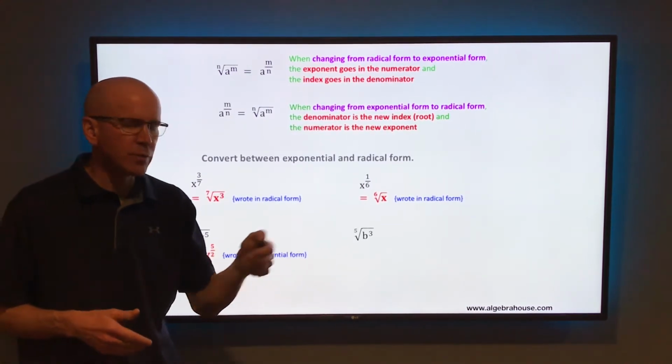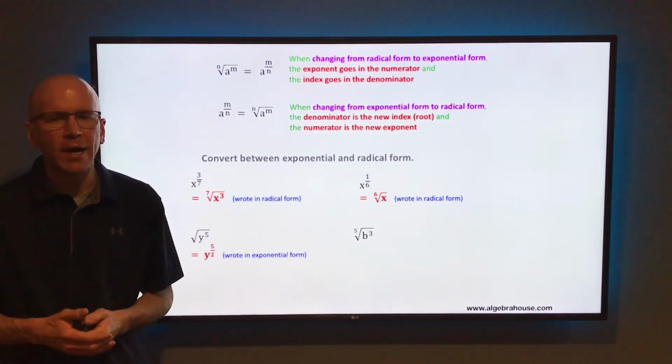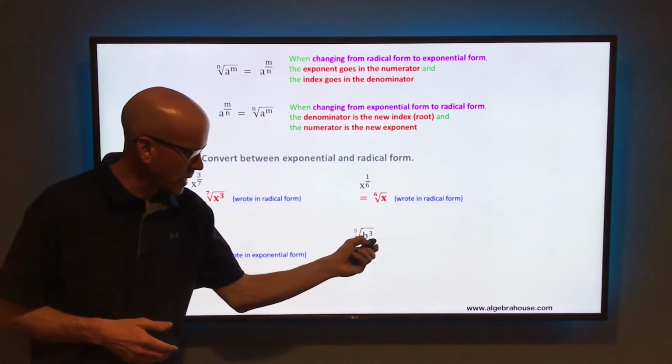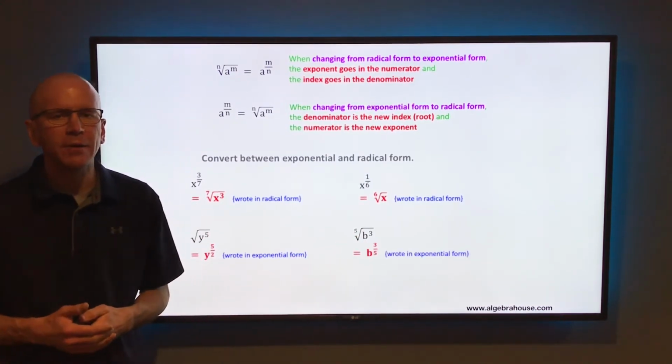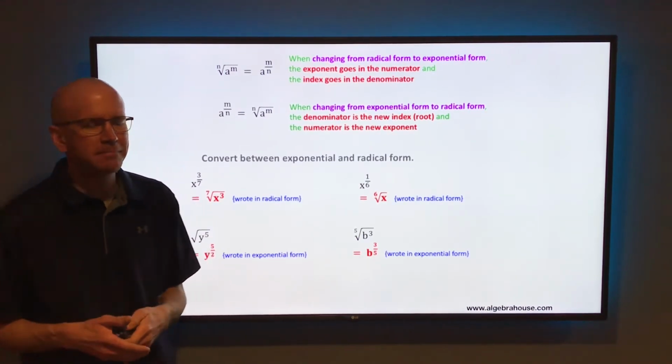If you have the 5th root of b to the 3rd, the root goes in the denominator of the fractional exponent. And that 3, that exponent right now, goes in the numerator of the fractional exponent. So that would be b to the 3/5 power.